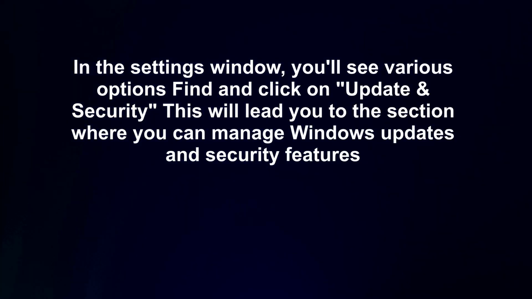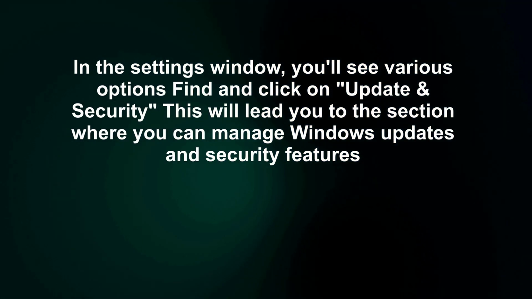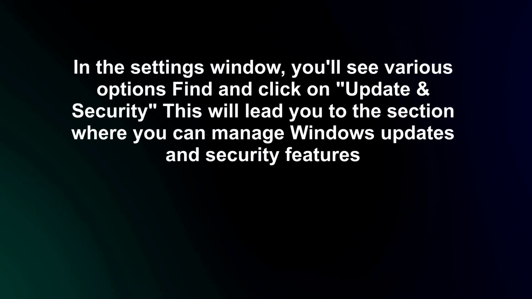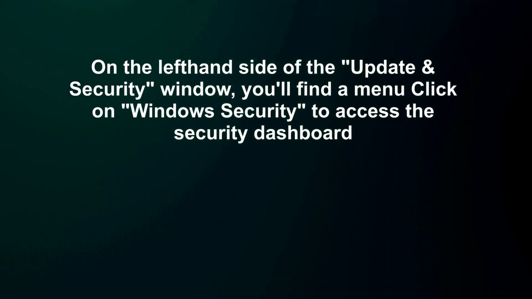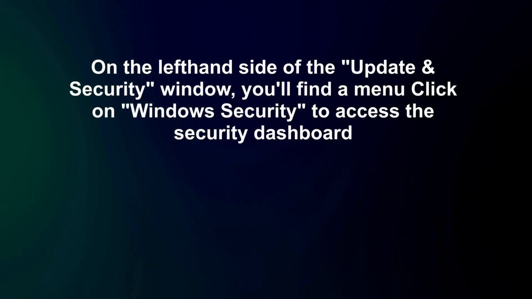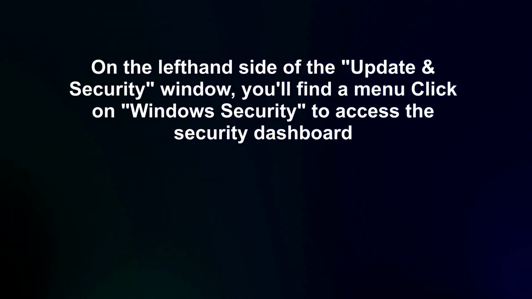In the Settings window, you'll see various options. Find and click on Update and Security. This will lead you to the section where you can manage Windows updates and security features. On the left-hand side of the Update and Security window, you'll find a menu. Click on Windows Security to access the Security Dashboard.